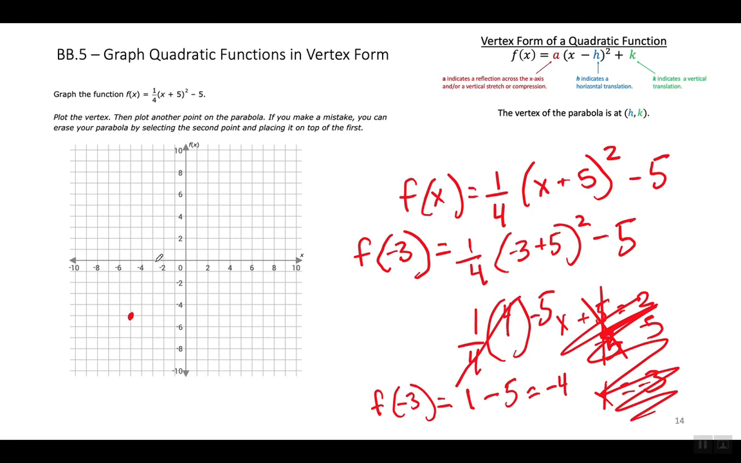When x is -3, y is -4. That's 2 units to the right of the vertex, so I could go 2 units to the left and put a dot right there. And there's my parabola.